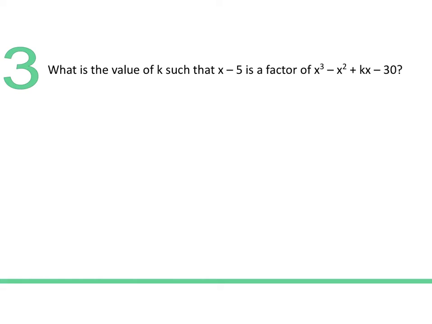Number 3 is an interesting question. It says, what's the value of k such that x minus 5 is a factor of x cubed minus x squared plus kx minus 30. So this has got this extra k in here, and that's what we're trying to figure out, what's the value. And what are we told? We're told that x minus 5 is a factor. Well, you know that if x minus 5 is a factor, that means it has a remainder that's equal to 0. It goes into it evenly.